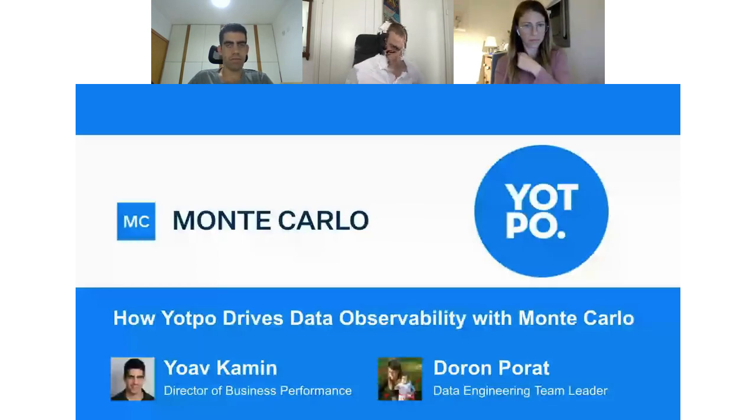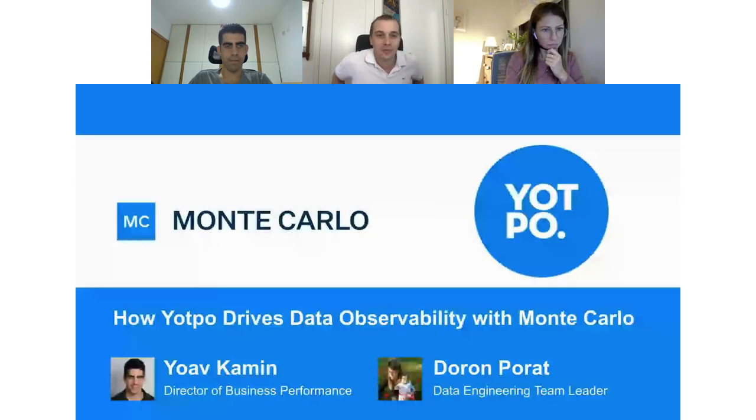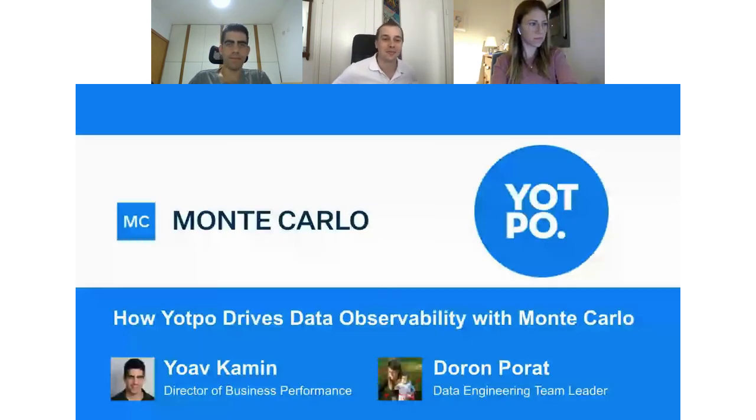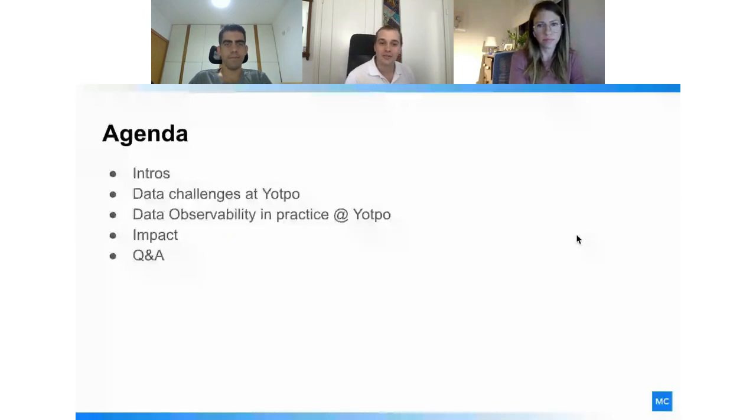Now, I'm going to get us started, and I think some more folks will trickle in as we get rolling. My name is Will Robbins. I run customer success here at Monte Carlo, and I'm very excited today to be joined by 2 data leaders from Yotpo, Yoav Kamin, the Director of Business Performance, and Doron Porat, Data Engineering Team Lead. It's been great to work with them over the course of the year on their journey towards improving data observability. So that's the subject for today's webinar. It's how Yotpo drives data observability with Monte Carlo.